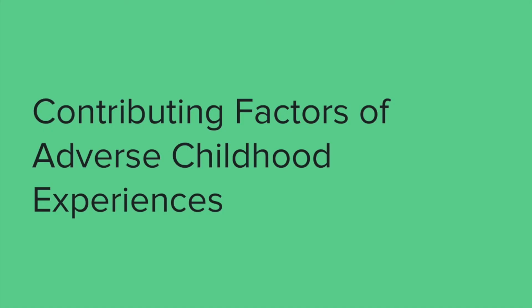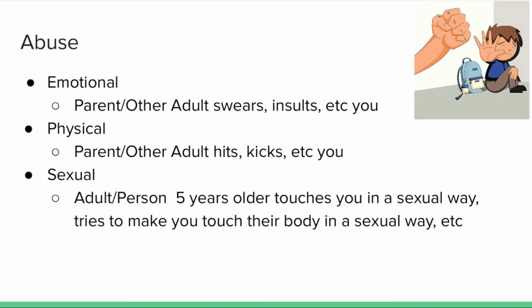We went over the 10 main ACEs. Now let's take a closer look into how these appear in children's lives. The three categories of adverse childhood experiences include abuse, household dysfunction, and neglect. There are three branches of abuse: emotional abuse, which occurs when a parent or adult in the house swears at or puts down a child.